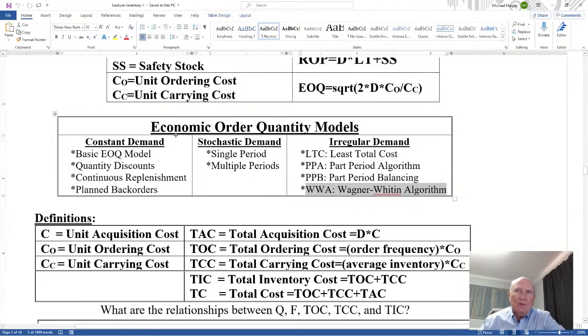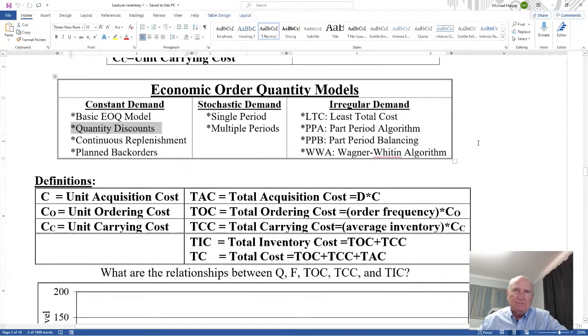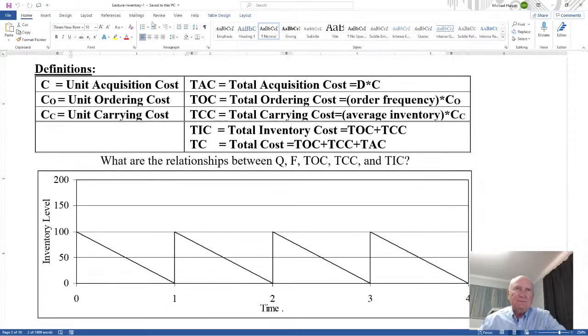And so we'll look at irregular demand in the next topic in MRP. But for this development, just to understand the foundations and the basics, we'll be doing the basic model primarily. And then I'll show you the quantity discount as an extension, and that's all. So this is just an introductory course. That's all we're doing.